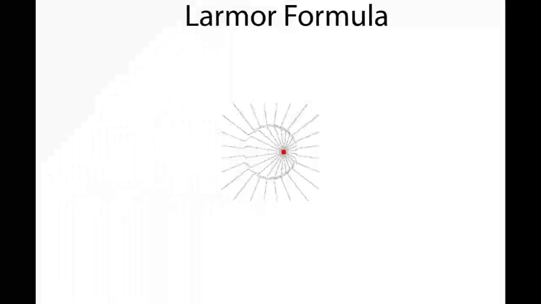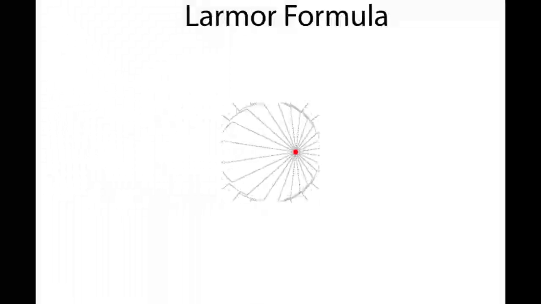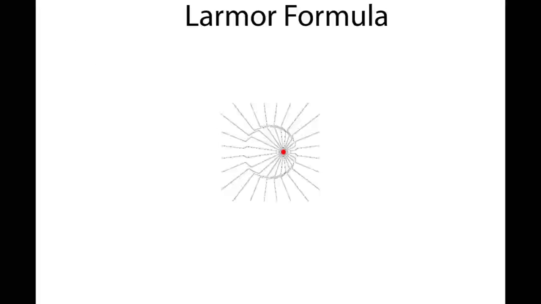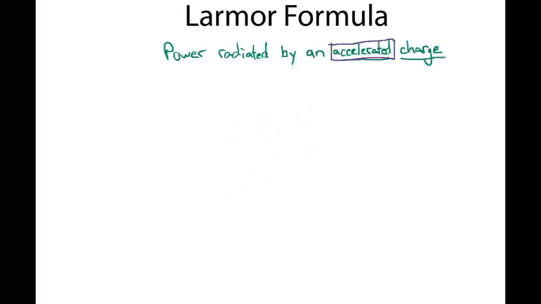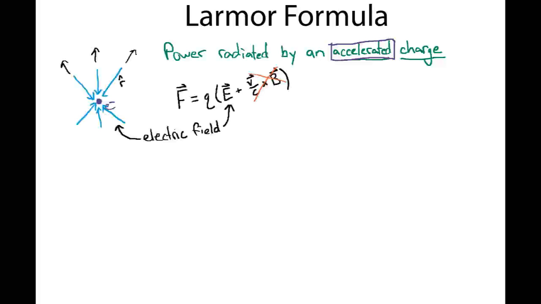In this video, we're going to talk about the Larmor formula. The Larmor formula describes how power is radiated by accelerating an electric charge. The Larmor formula is important to understand because, other than atomic processes, accelerating charges is how almost all radiation is produced. So the key word here is that we need to have an accelerated charge.